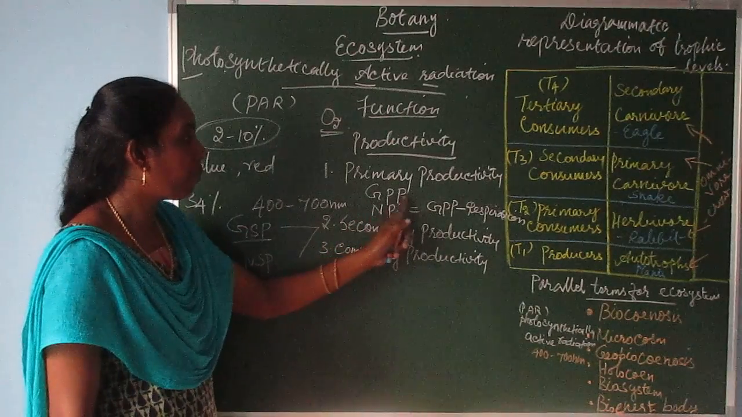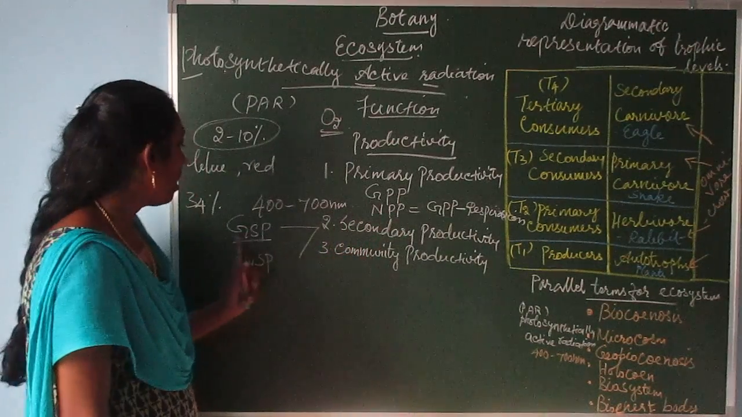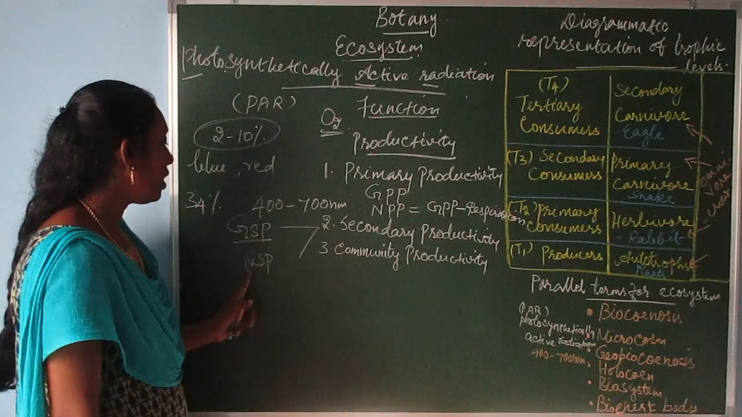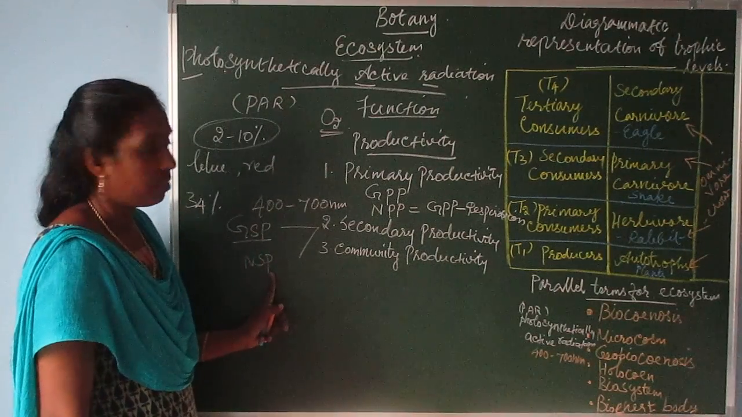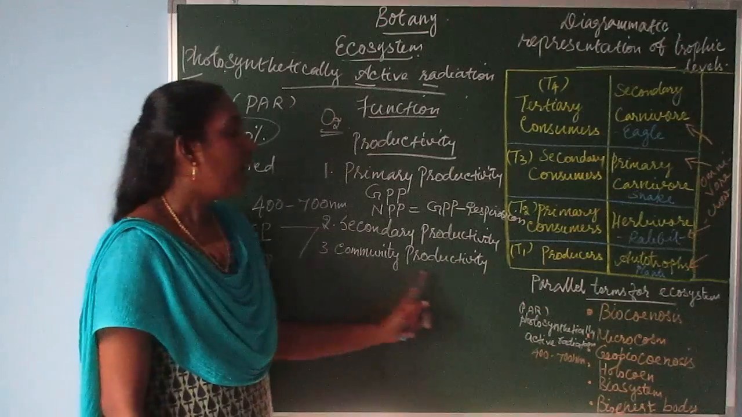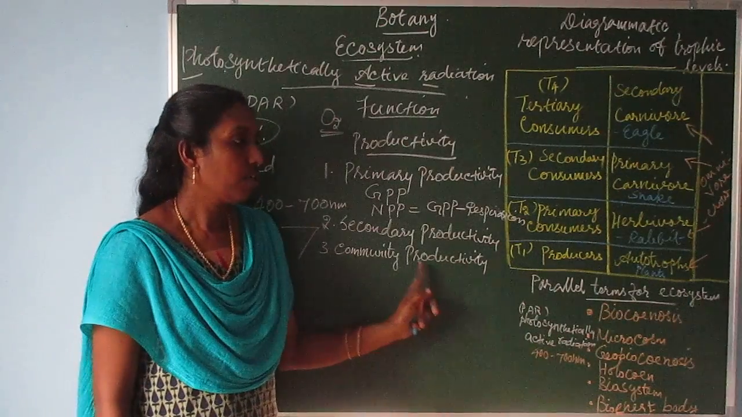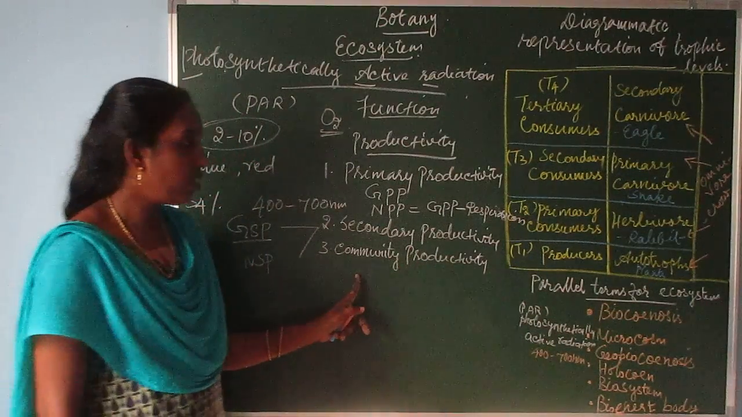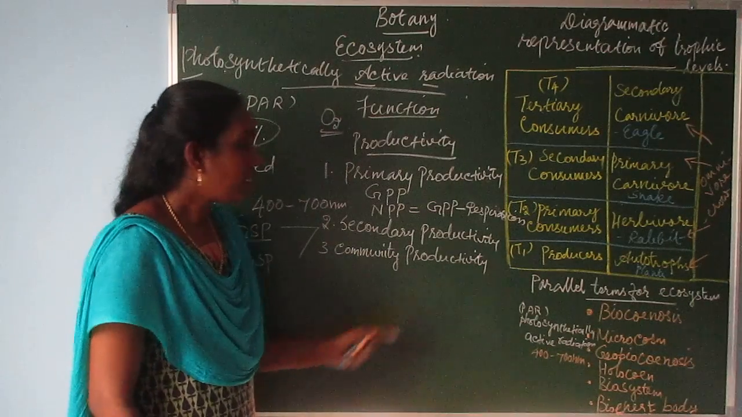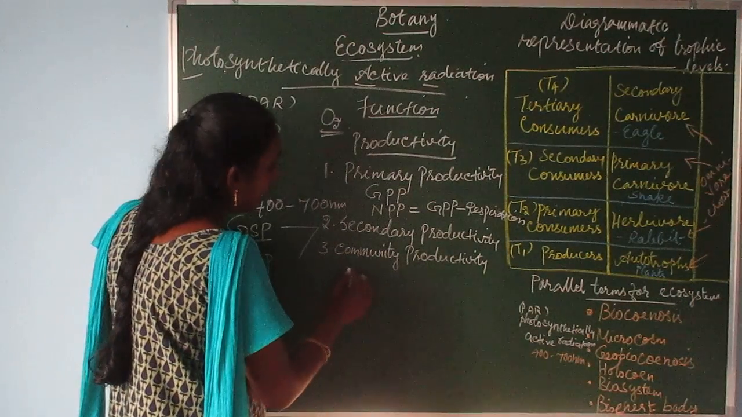So we have gross primary productivity and net primary productivity, and gross secondary productivity and net secondary productivity. Then community productivity. Community productivity is the rate of net synthesis of organic matter.